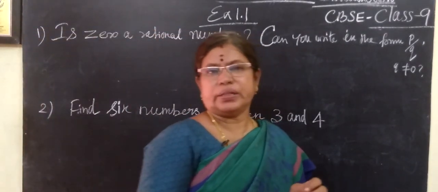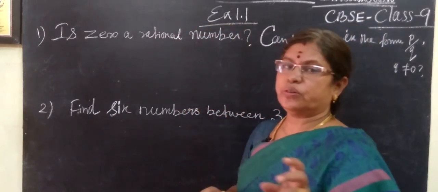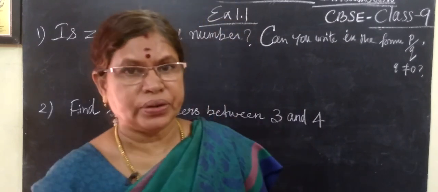So now we see exercise 1.1. First question: is 0 a rational number?